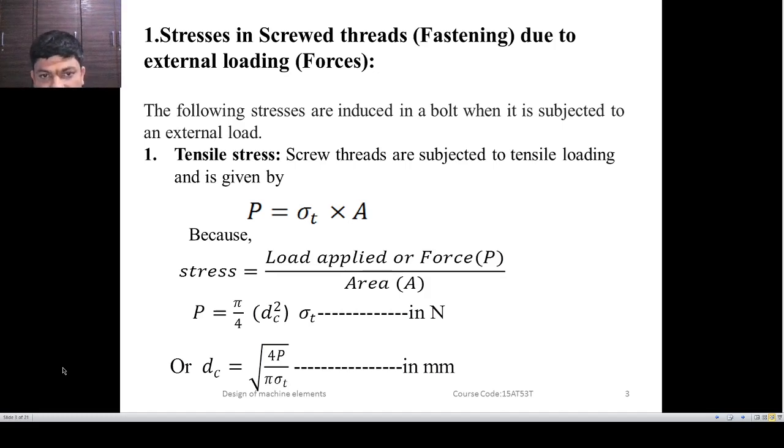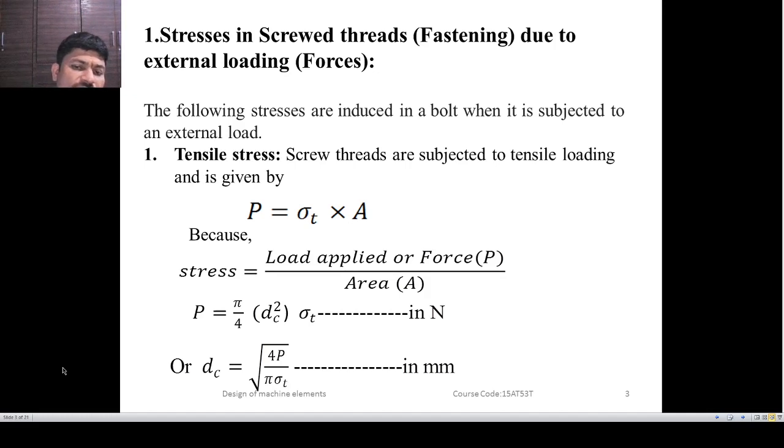A is the cross sectional area of the bolt. So this is the equation we have given, that is finally P is equal to pi by 4 dc square into sigma t, where this P is measured in the SI system, that is in Newton. Rearranging the terms for dc square, we have to find the value of dc.